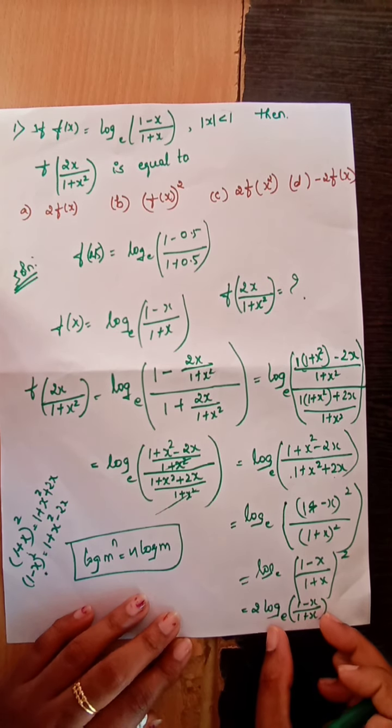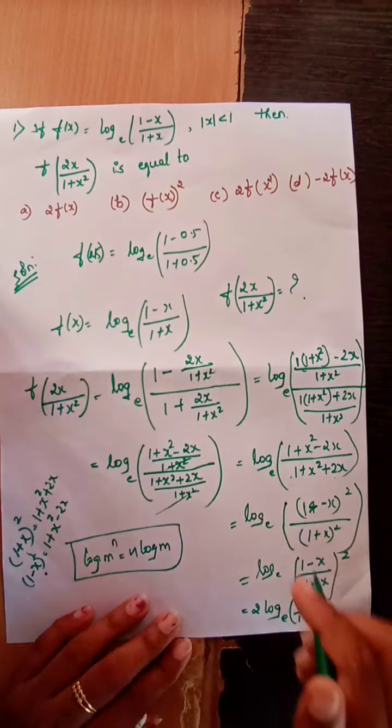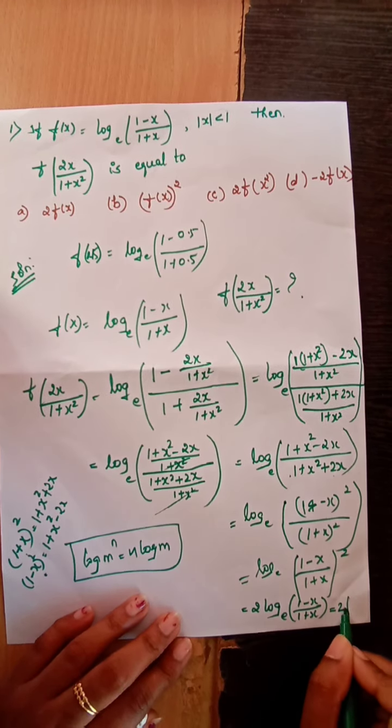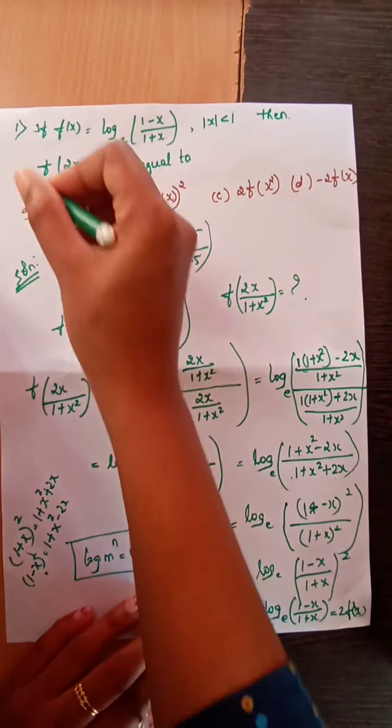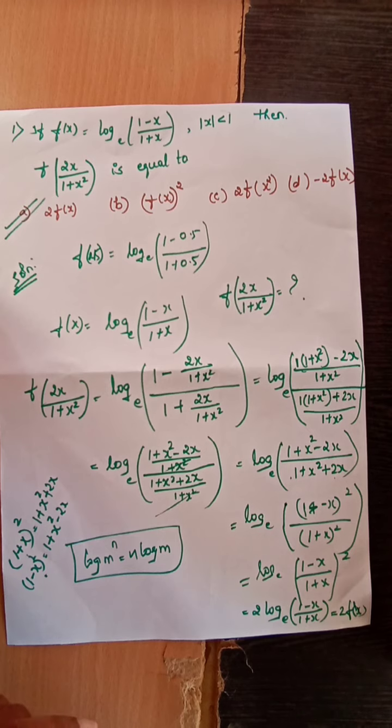But what is log of (1 minus x) by (1 plus x)? It is nothing but our f of x. So, what is the correct option? 2 into f of x. Hope this was clear. So, we'll move on to the next question.